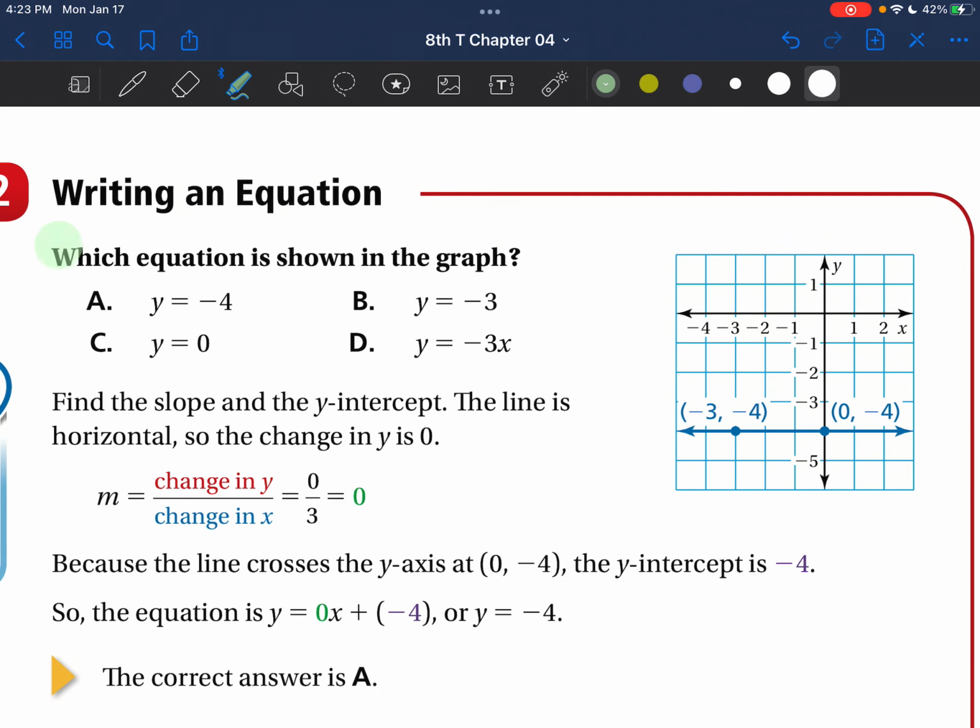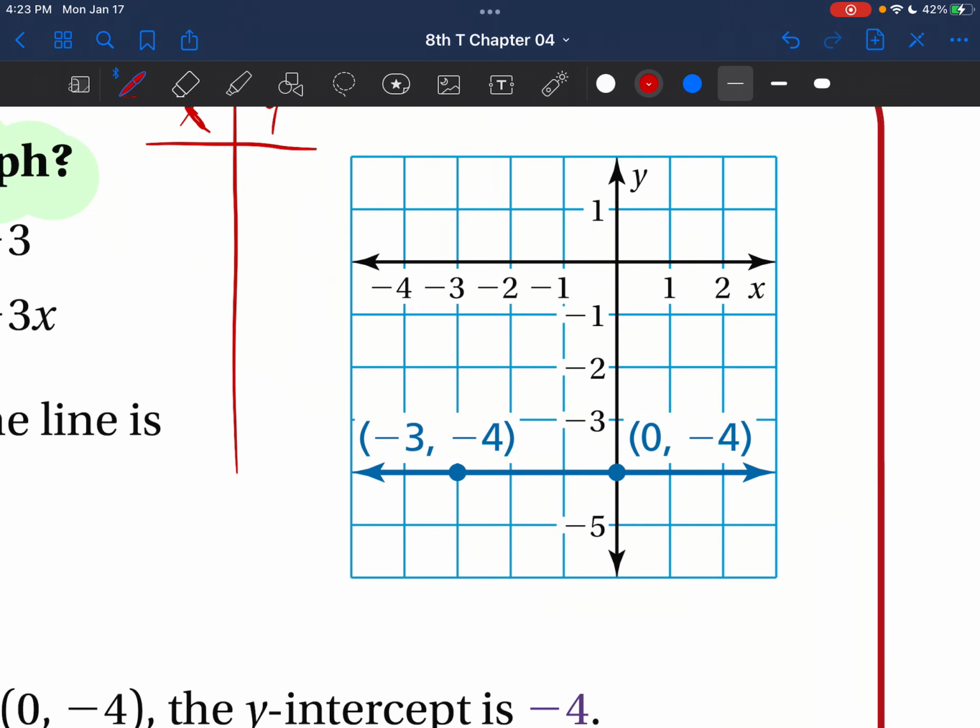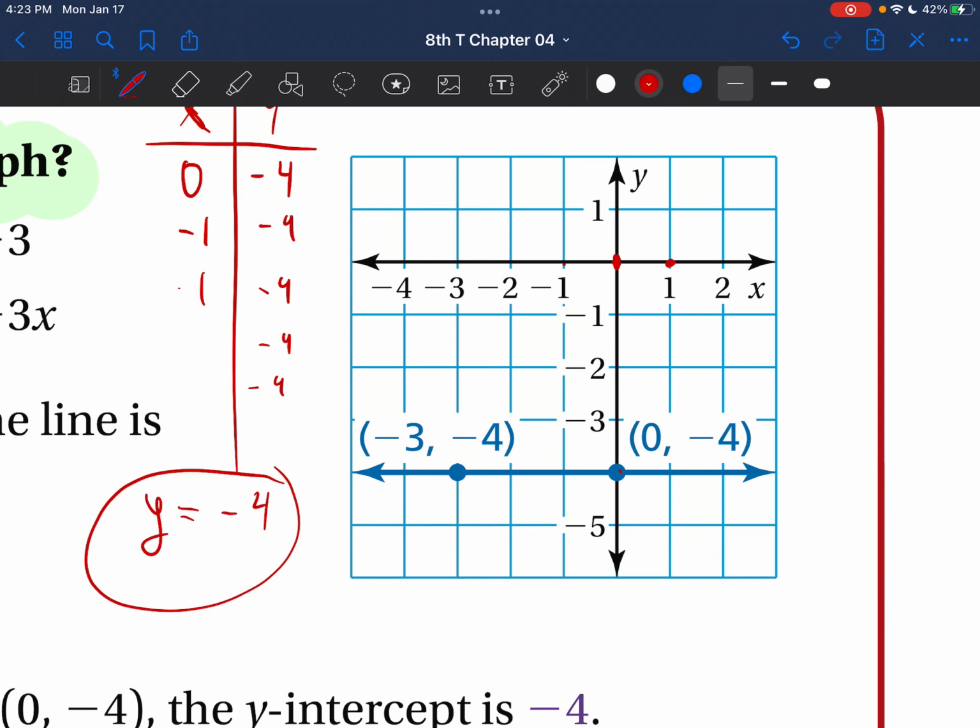You might see a question like this on your homework and it says, which equation is shown on the graph? Well, how do you solve this? The easiest way is if you create a t-chart, x, y, and let's plug in some of my coordinates. So I have 0 and -4. I then have -1 and -4. I have +1 and -4. It looks like it doesn't matter what number I have, it's always going to be -4. So that means my equation is literally y is always going to equal -4.